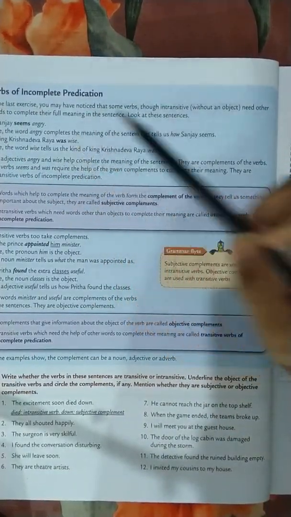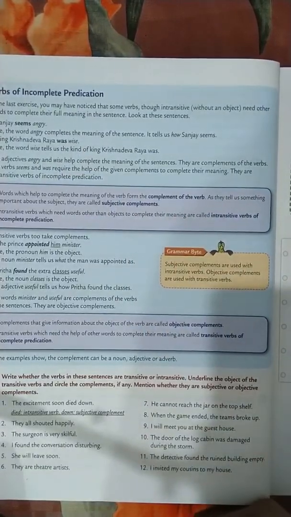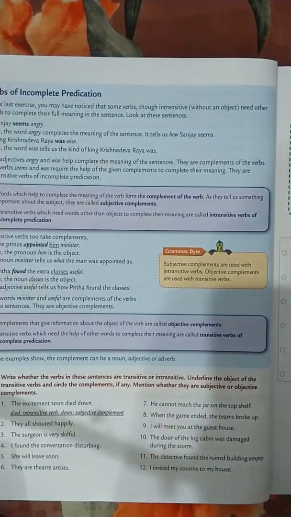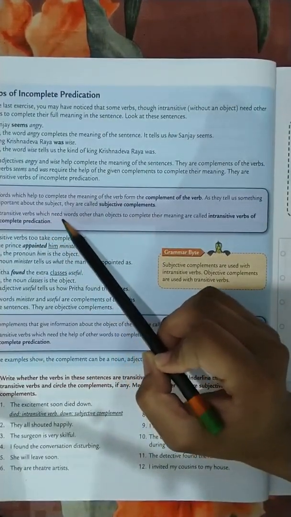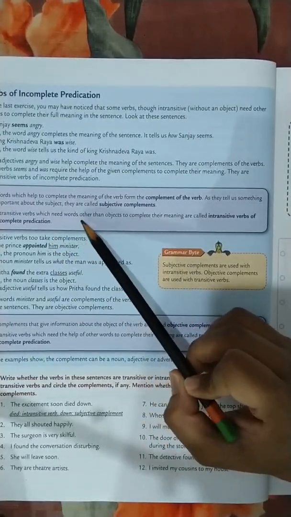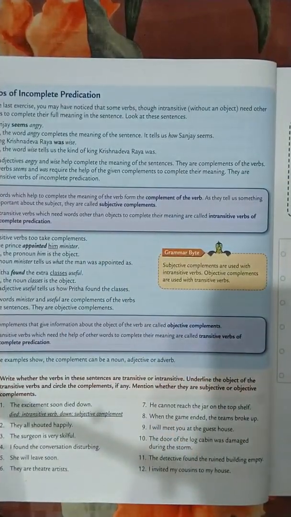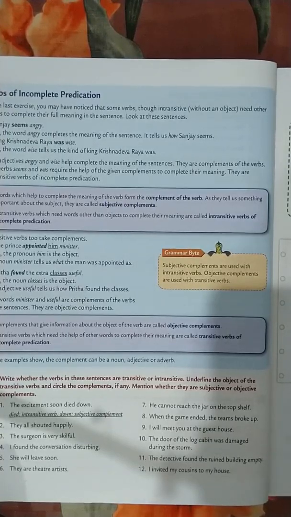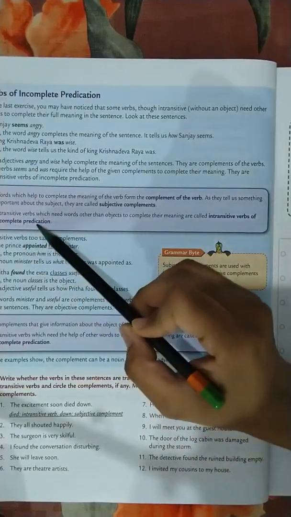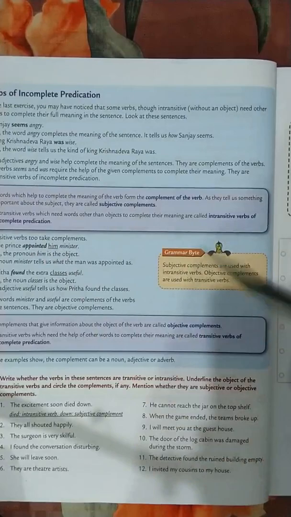King Krishnadev Raya was wise. Wise is telling something about King Krishnadev Raya, so it will be called a subjective complement. Now, intransitive verbs which need words other than an object to complete their meaning are called intransitive verbs of incomplete predication.